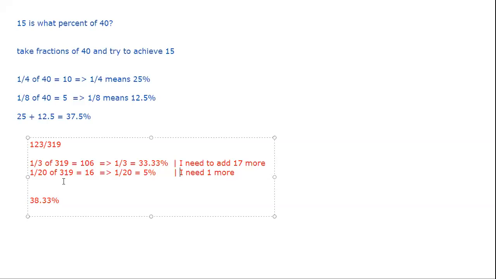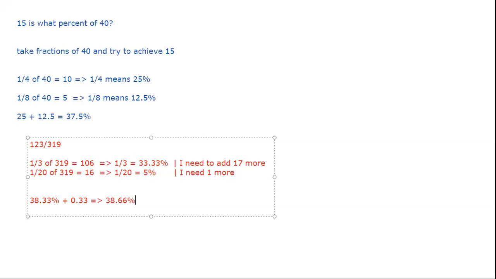So what you do is you see 106, you need to get only one. 106 is what, 33%. So 1 will be 0.33%. So just add 0.33 just to satisfy. So your actual answer is 38.66%.